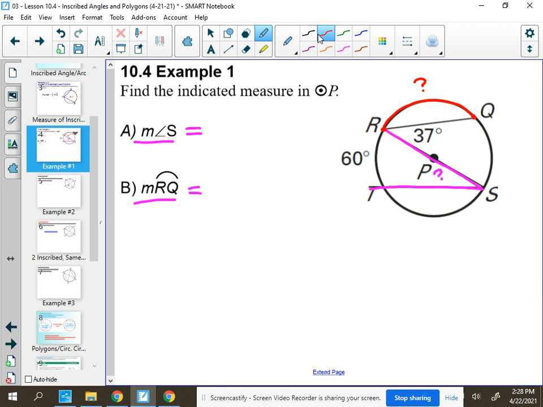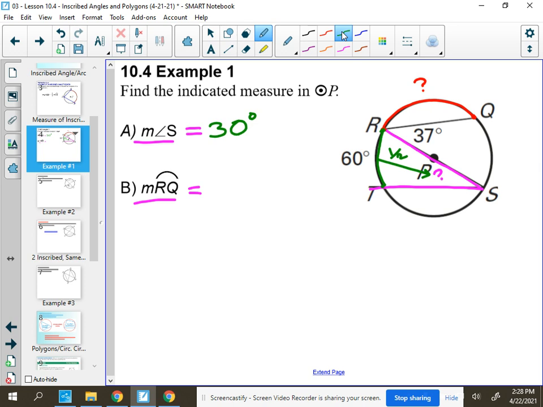Most people did fine with the measure of angle S, seeing that arc RT measures 60 degrees. To work backwards, I cut that arc measure in half, so the measure of angle S is 30 degrees. That's what we should have got. Now, how are we going to get over to RQ? Just looking at it, I don't see an angle that's intercepting or creating that intercepted arc.